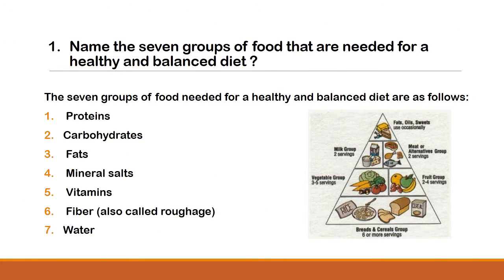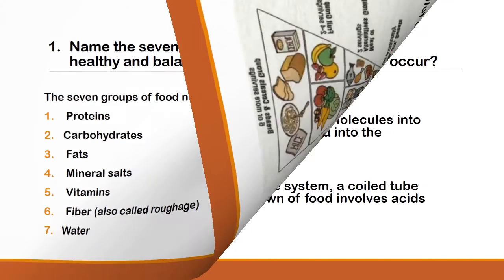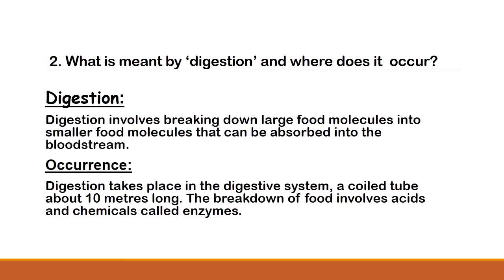1. Name the 7 groups of food that are needed for a healthy and balanced diet. The 7 groups of food needed for a healthy and balanced diet are as follows: 1. Proteins, 2. Carbohydrates, 3. Fats, 4. Mineral salts, 5. Vitamins, 6. Fiber, also called roughage, 7. Water.